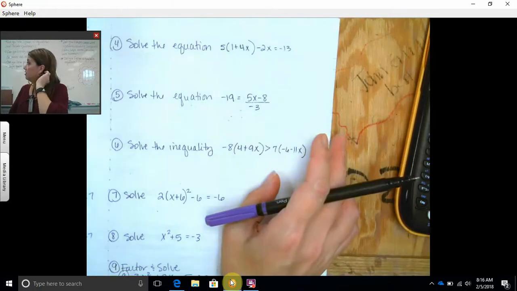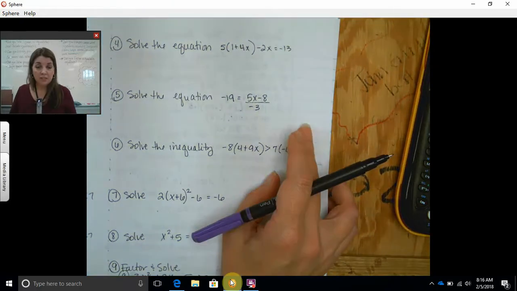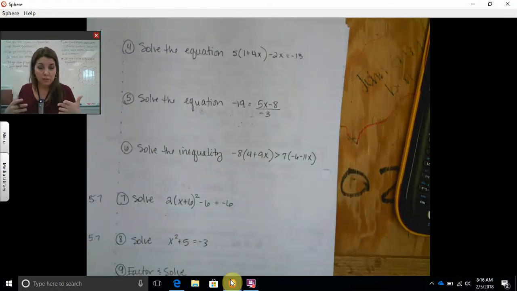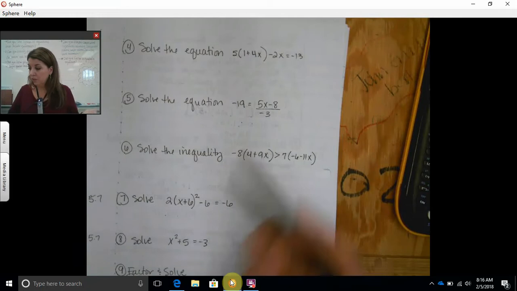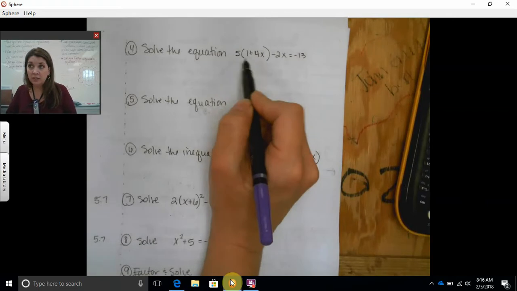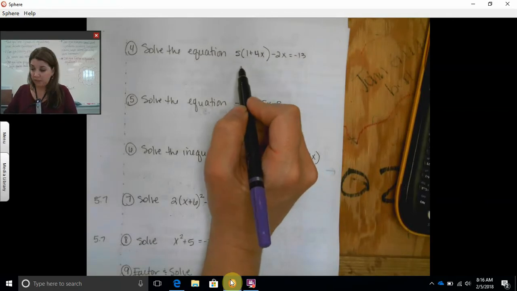Number 4, this is just an equation. Y'all been doing these since 7th grade. I don't understand why we're having so many issues. You're just solving for the variable, okay? First, what do y'all think the first thing I would do here is? The parentheses? Yeah, distribute, right? I can't simplify inside the parentheses, but I can get rid of them by distributing.